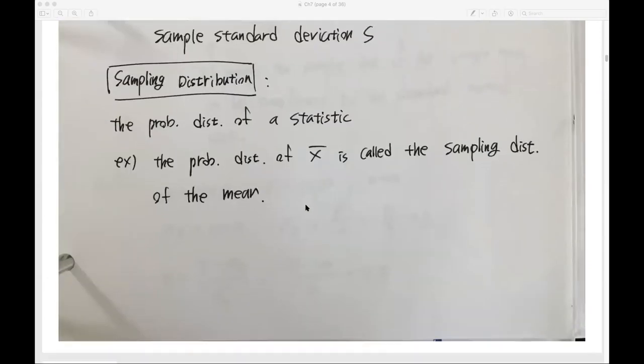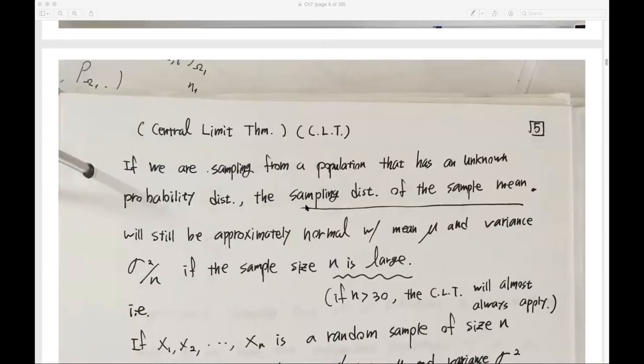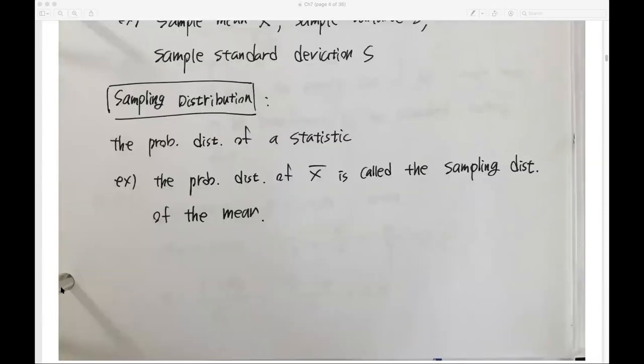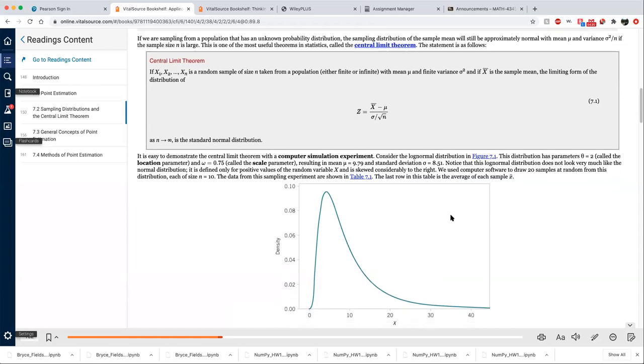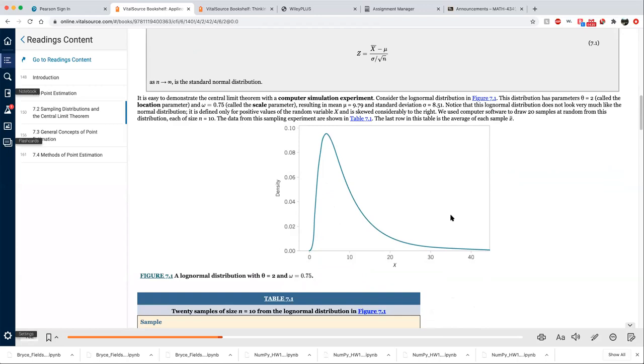So next one. Give me a second. Let me show an example of a sampling distribution in the textbook. Okay, so here's section 7.2 in the textbook. We're going to see this one after studying the central limit theorem, but let's take a look at this.